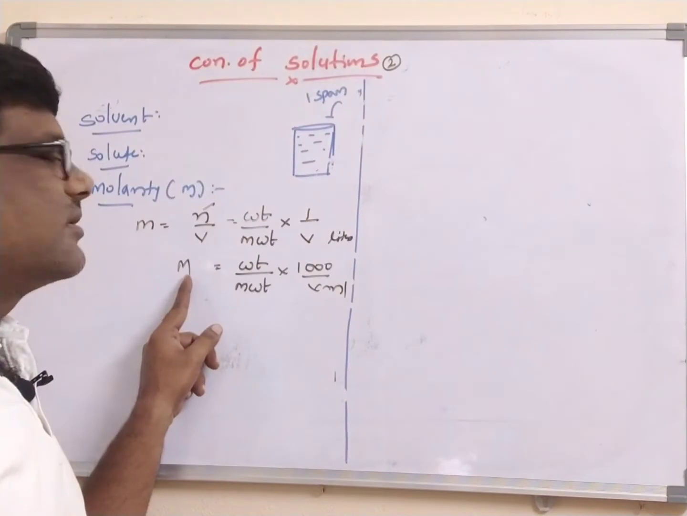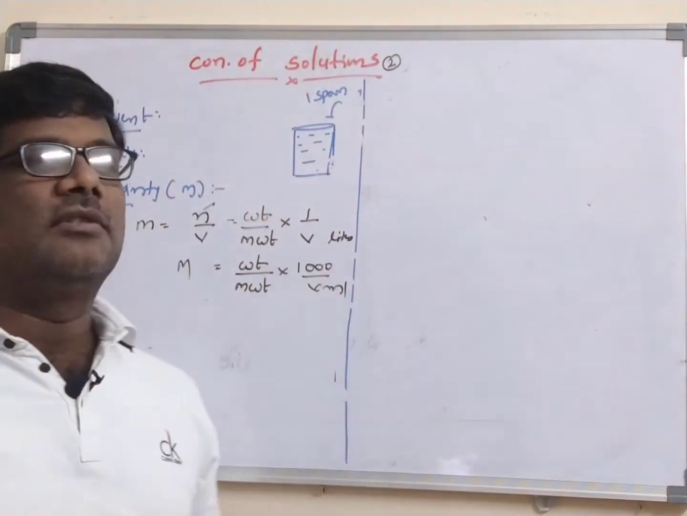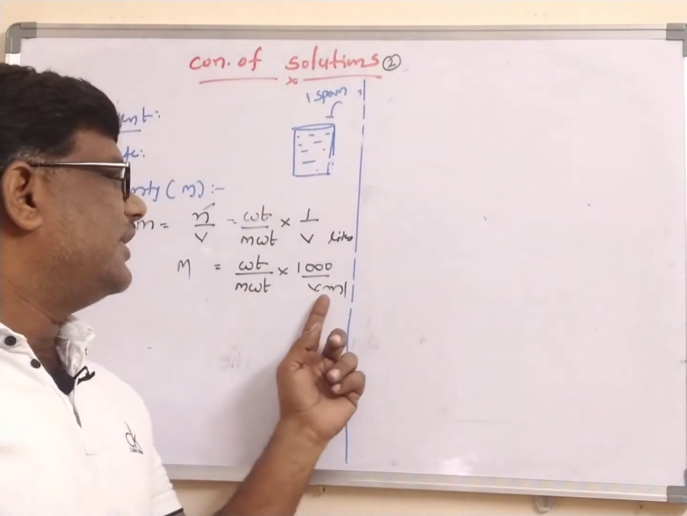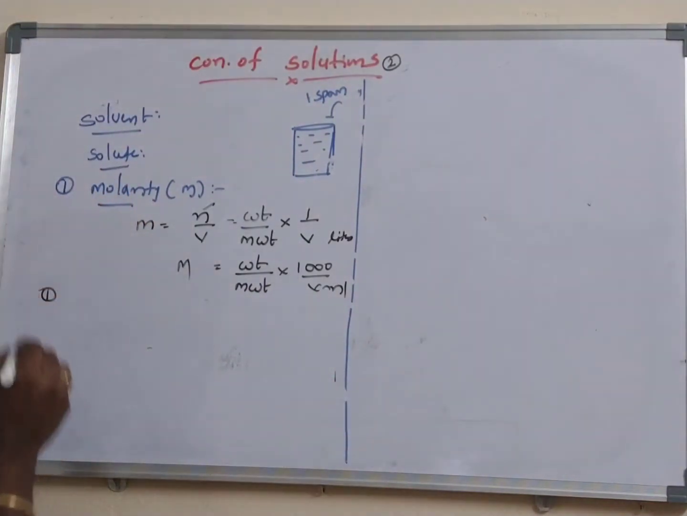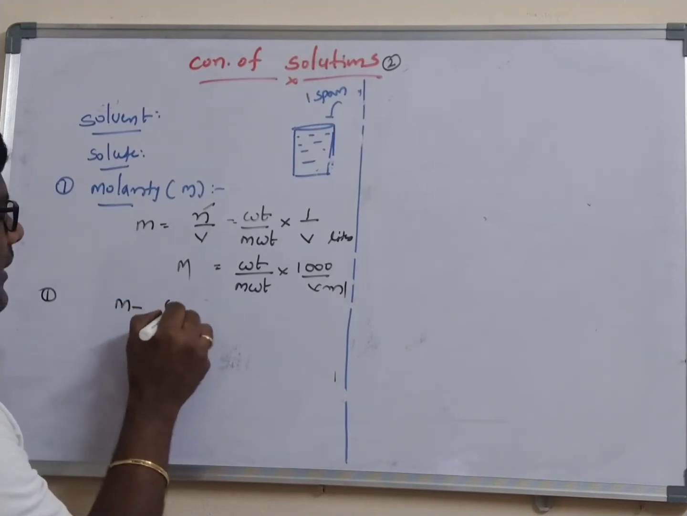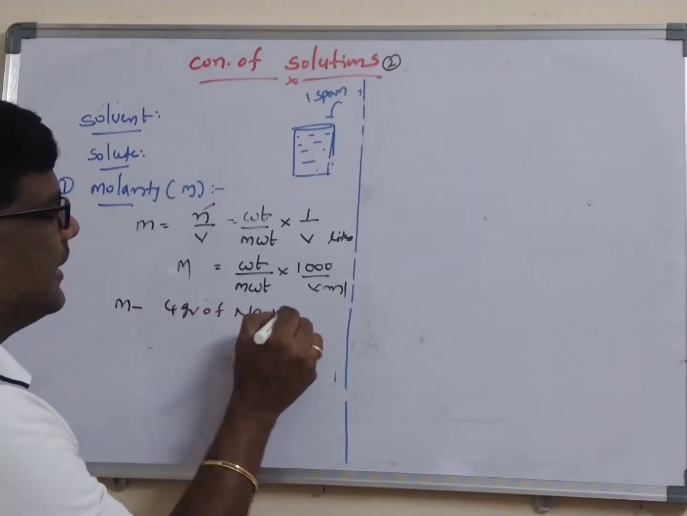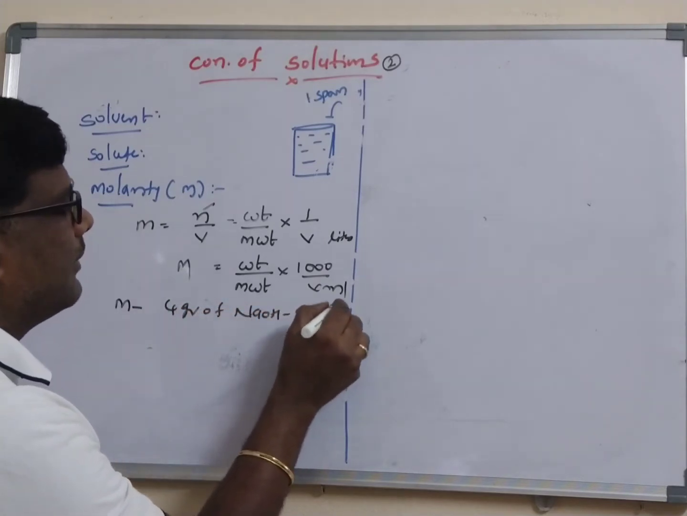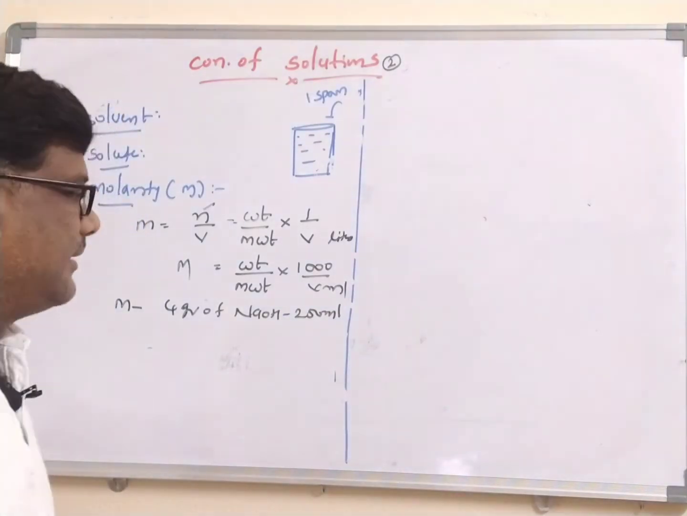Weight is given and you are asked to calculate the molarity. Second, the molarity is given and you are asked to calculate the weight. Let us see how the problem arises. I am taking the first problem. Calculate the molarity of 4 grams of sodium hydroxide placed in 250 ml solution. Calculate the molarity. A simple problem like this arises.